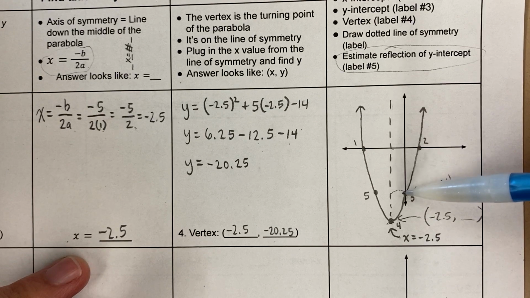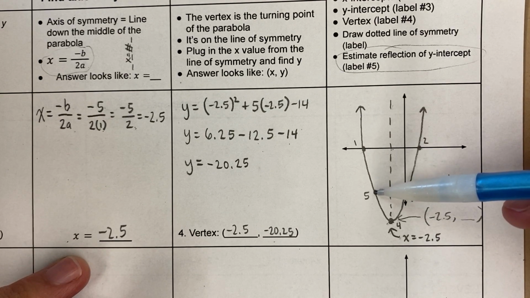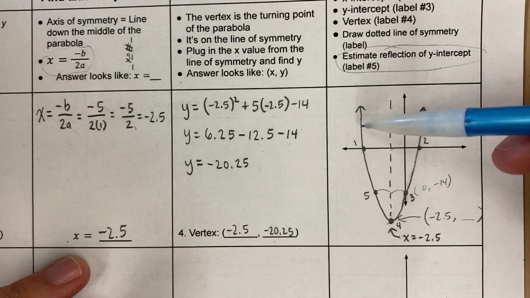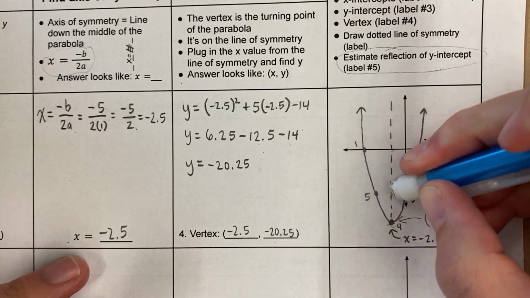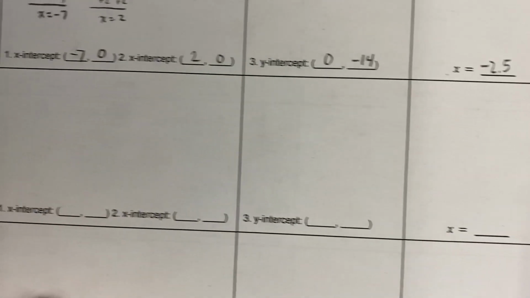I'm going to reflect it. It's about this far from the axis of symmetry, so I'm going to go that far the other way and make a final point, and that way you'll have 1, 2, 3, 4, 5 points to draw your nice, neat curve through. All right, let's do one complete problem together.